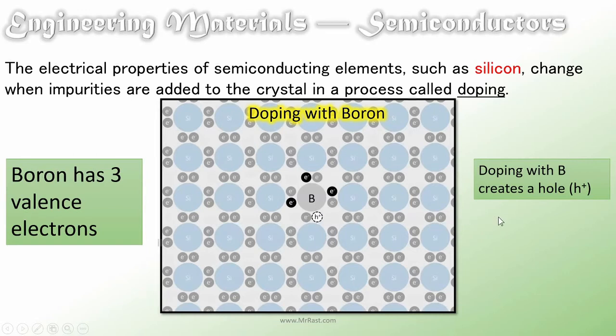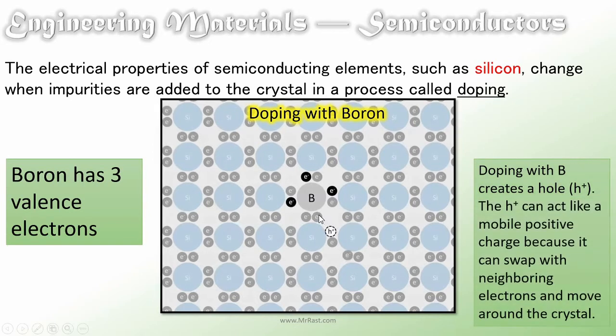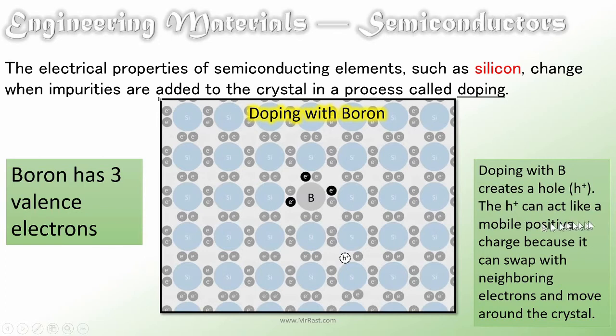And what can happen with boron is with this missing spot, electrons from other areas can replace that spot, and so the hole is free to move. What's not really moving is the hole; the electrons are free to move around because there's a hole. So doping with boron creates a hole. The hole can act like a mobile positive charge because it can swap with neighboring electrons and move around the crystal. So if we have boron doped, we can have electrons move because there's a gap, and because there's a gap, the electrons can move.